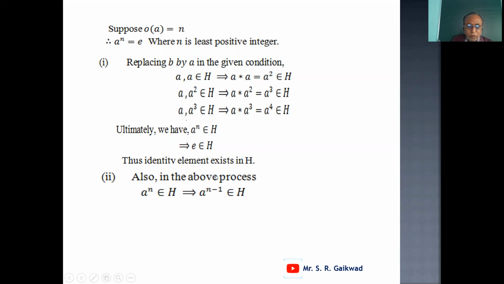Second, also in the above process, a raised to n belongs to H. Here a raised to 4 belongs to H, it means a raised to 3 also belongs to H. Here a raised to n belongs to H, it means a raised to n minus 1 also belongs to H. But a raised to n minus 1 is the same as a raised to n star a inverse, which belongs to H. But the value of a raised to n is the identity element, and therefore e star a inverse belongs to H. It means a inverse belongs to H. It means the inverse exists in H.